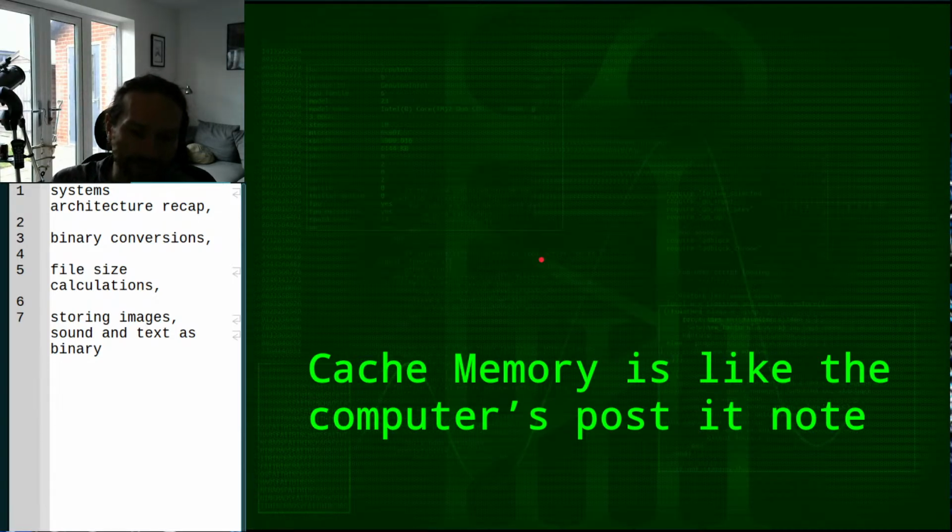It's a very small but very fast area of storage on the CPU, literally on the CPU, where frequently and recently accessed data is stored. Which means that if that data is requested again, the computer doesn't have to go and look it up again. It's right there in front of it.